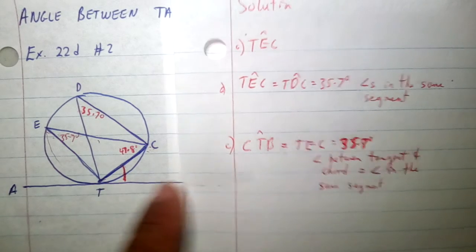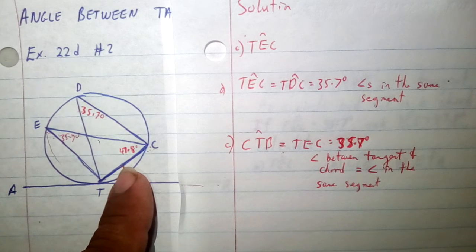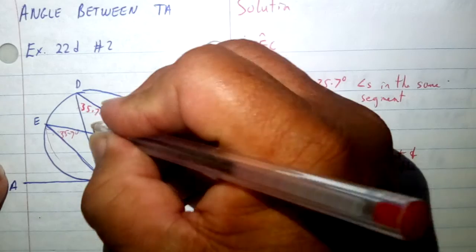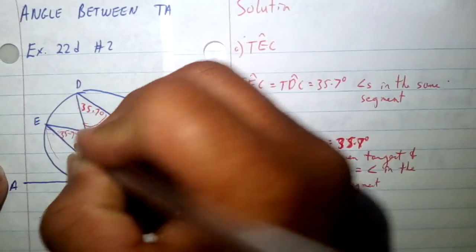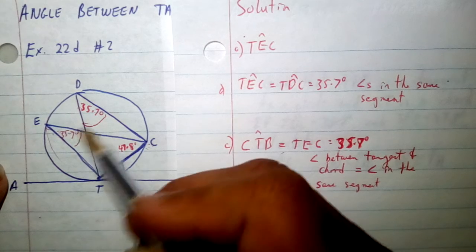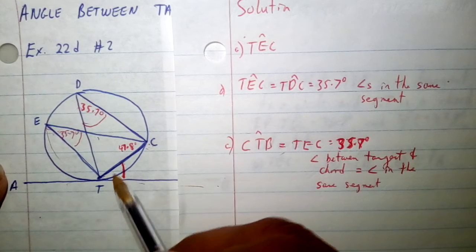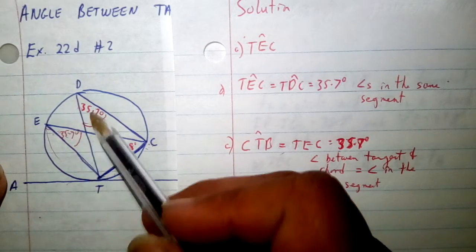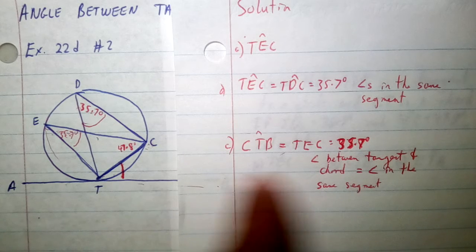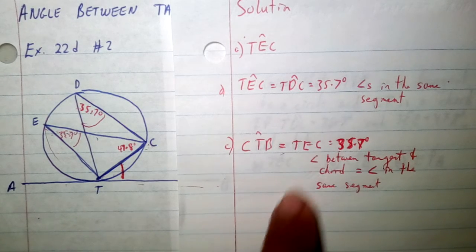CTB, this angle here, which is the angle between the tangent and the chord, is also equal to TDC. So this angle is equal to this angle is equal to this angle. Okay, angles between a tangent and a chord is still equal to the angle in the same segment. Okay, or angle in the alternating segment, it's the same thing. So that is for our solution for this one here. So we have 35.7 as the first one.